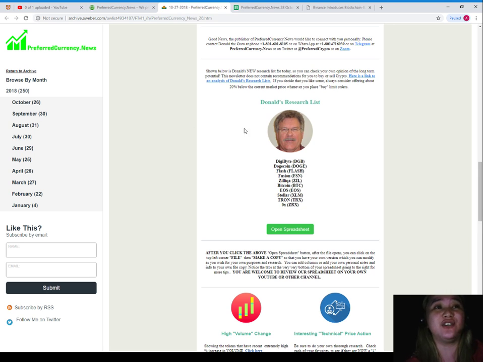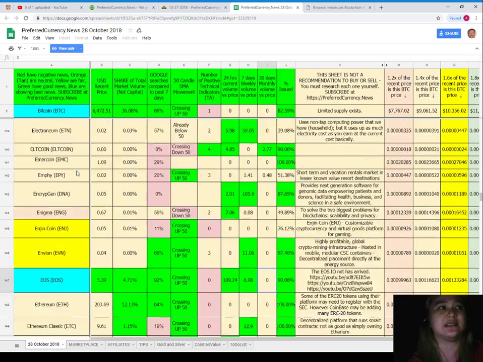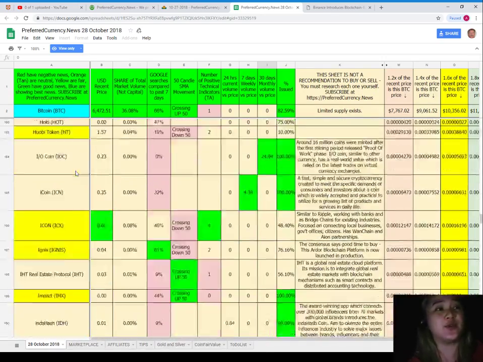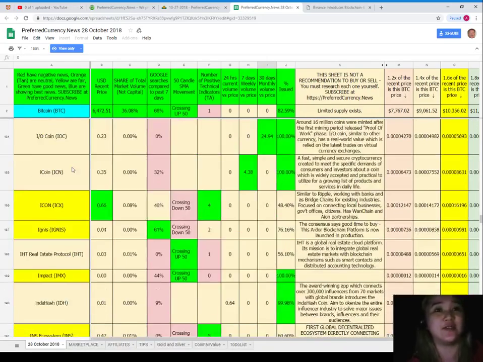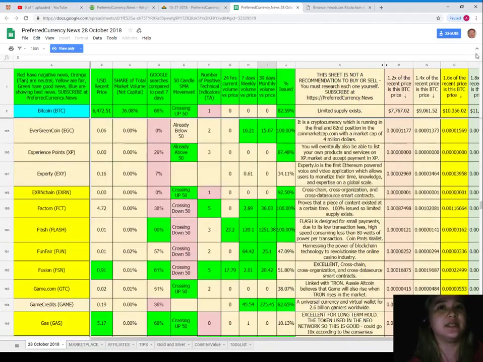It's Donald's research list. When you open the spreadsheet of Donald's research list, all the tokens or coins are provided here, along with the status of the coin daily. Now let me tour you a bit. For example, for the first column of the spreadsheet, as you can see here, for the caption, red has negative news, orange or tan are neutral, yellow is fair, green has good news, and blue shows the best news. If you subscribe to preferredcurrency.news, you can have a copy of this so that you can compare it to the recent or past days.